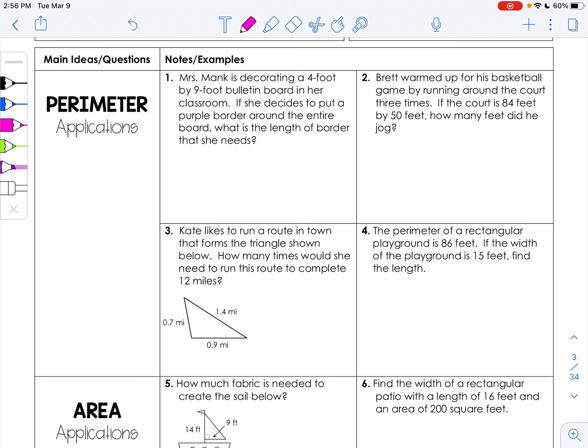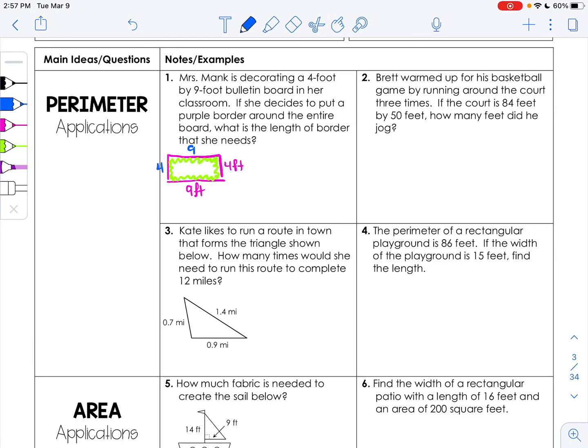So she has a bulletin board, and we know it's a rectangle because it tells me it's 9 feet by 4 feet. And she wants to put a border around that bulletin board, and she wants to know how much she needs. So perimeter talks about the space around it. So that's how we know it's a perimeter problem. And we're going to be adding 9 plus 4, plus we have another 9 and another 4.